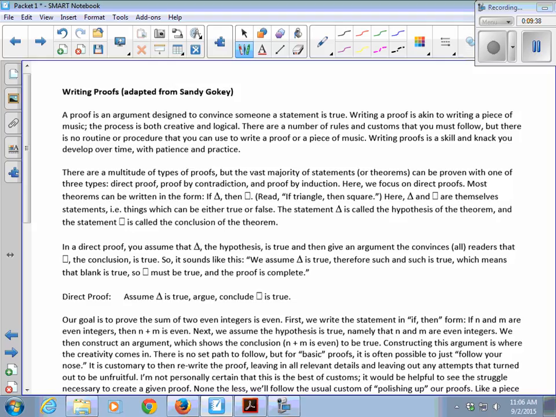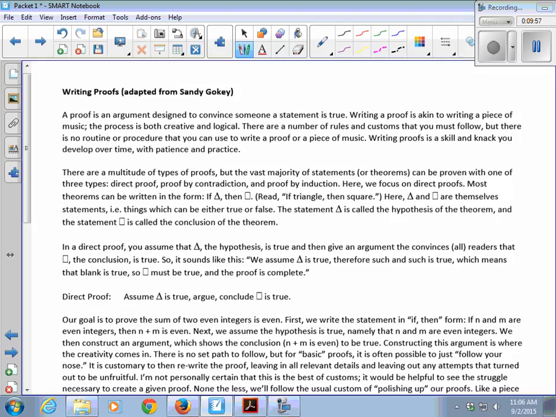There are a multitude of types of proofs, but the vast majority of statements or theorems that can be proven are one of 3 types. You can use a direct proof, a proof by contradiction, or a proof by induction. Today, we're just going to focus on direct proofs.